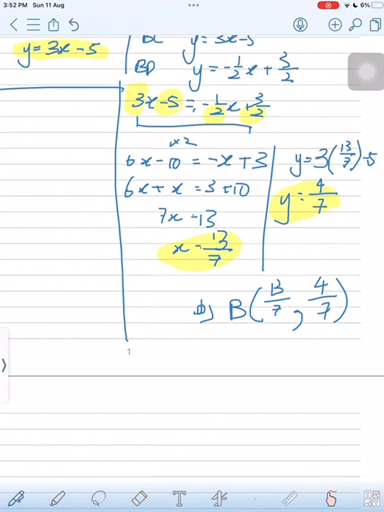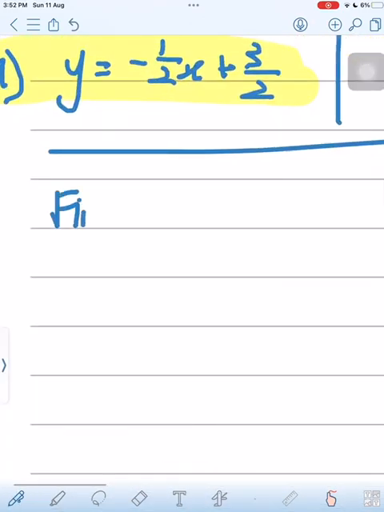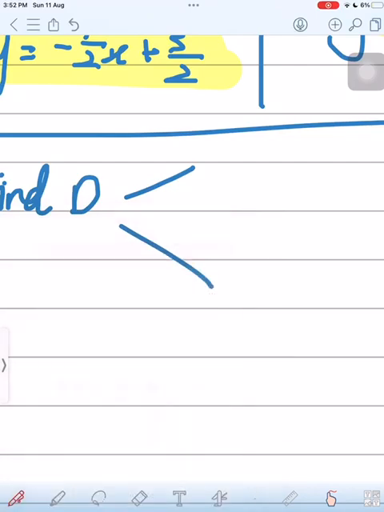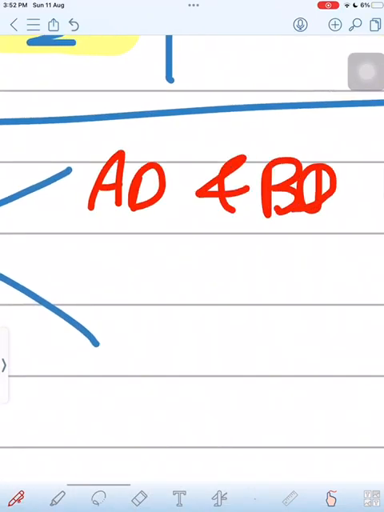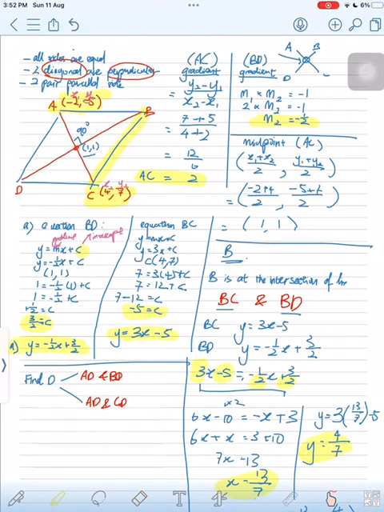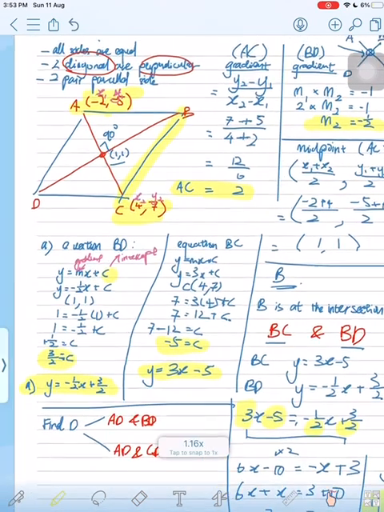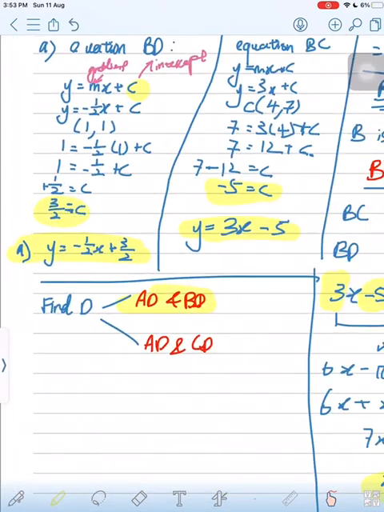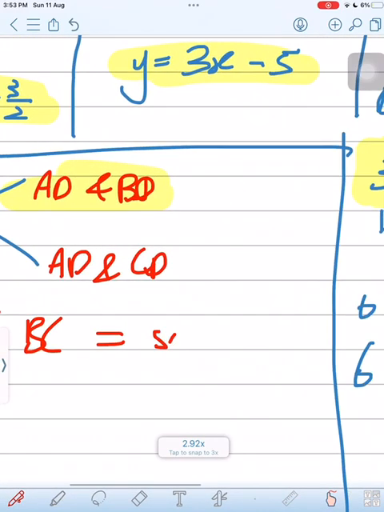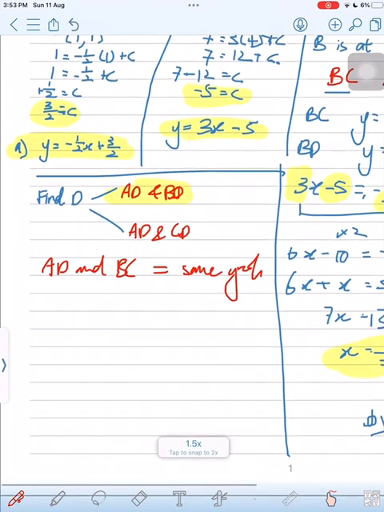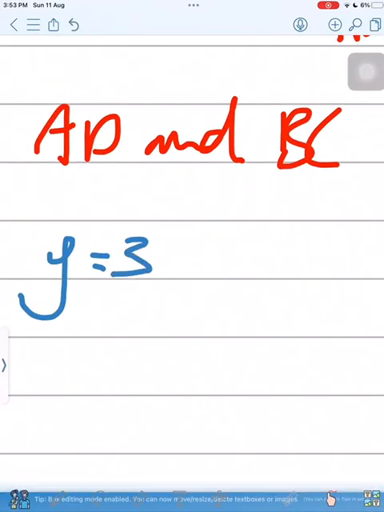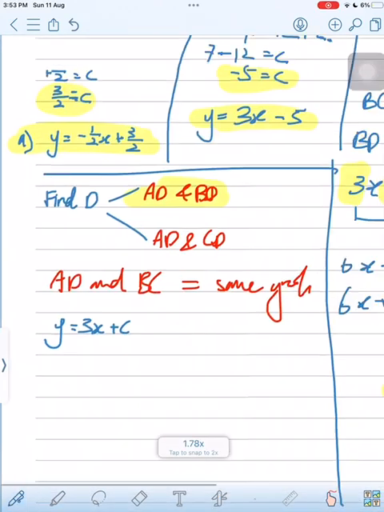Now we're going to solve for D. Find D. There are two possible ways that we can solve for it: AD and BD, or AD and CD. But we already solved the equation for BD, so we're going to use AD and BD. We don't have AD, so we have to do the equation for AD now. AD and BC have the same gradient.